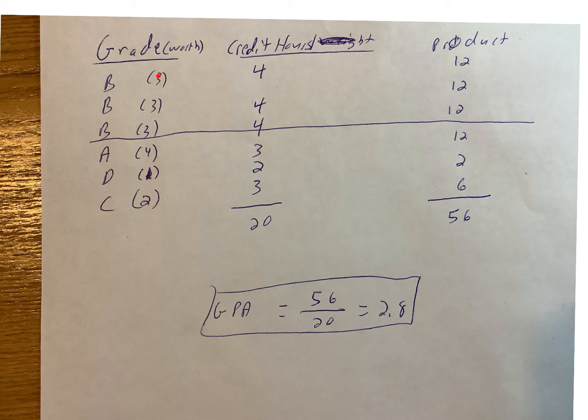So now you just multiply the worth by the credit hours. 3 times 4, 3 times 4, 3 times 4. 4 times 3, 1 times 2, 2 times 3. So that gives you this column. Then you add these numbers, which is 56. You add your credit hours. So you take the 56 and divide by 20, and we get a real nice 2.8.